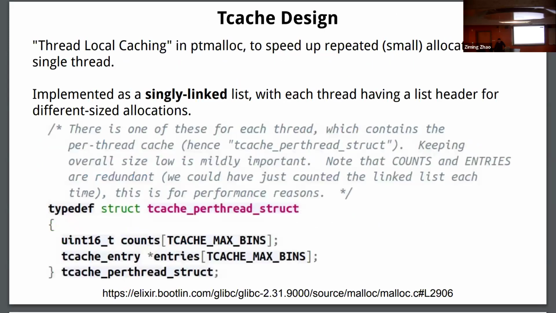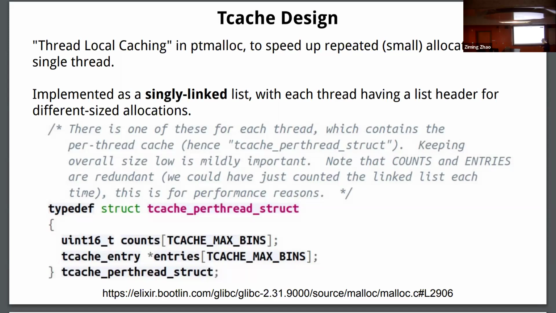Let's go back here. Okay. So in this T-cache design, this is a multi-thread scenario. Each thread, for those small memory allocations, will maintain many singly linked lists. It's a singly linked list, meaning one item will point to another item, and this item doesn't point back. If it points back, it's doubly linked. So here it is singly linked.